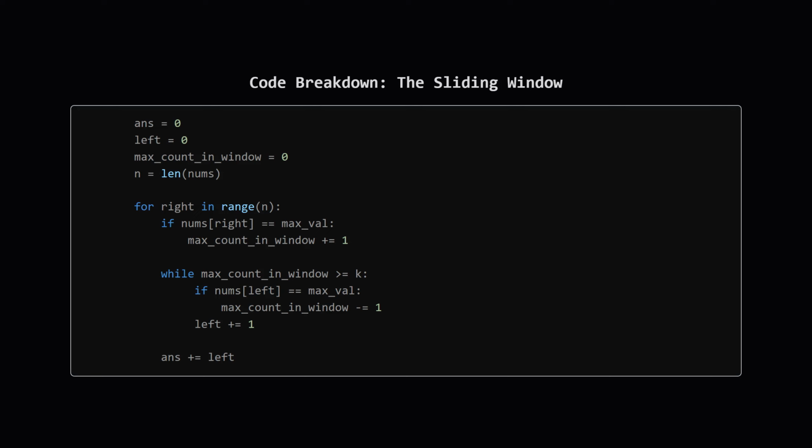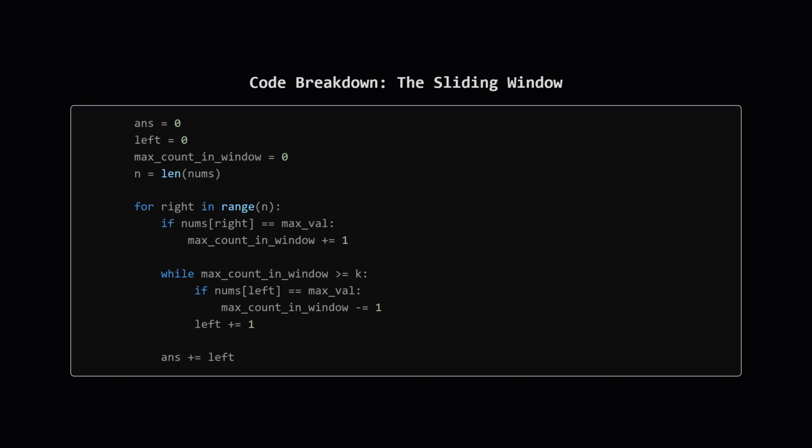This is the heart of the solution, the sliding window itself. We initialize our answer ANS, the left pointer, and the max_count_in_window, all to 0. Then, we loop with the right pointer through the array. Inside the loop, first, we check if the number at the right pointer is our max_val. If it is, we increment max_count_in_window.